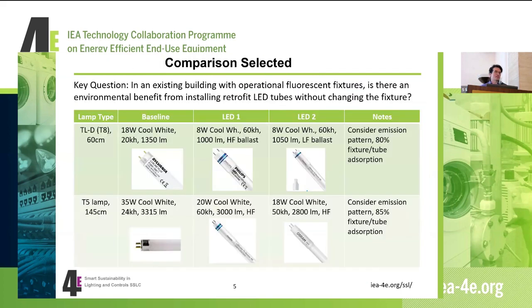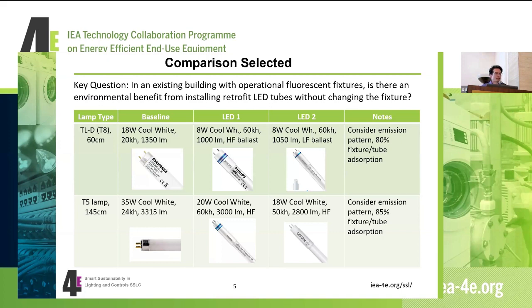And so for this comparison, we wanted to understand if you have an existing fixture in your building or your home where you're using a fluorescent tube, is it environmentally sustainable to upgrade to an LED tube in that installation? So not changing the fixture at all, keeping the same ballast and driver, just changing the light bulb from a fluorescent to an LED retrofit. These are LED retrofit tubes that are designed to operate on the fluorescent ballast in the same fixture. So that was our key question. And we had 2 comparisons.